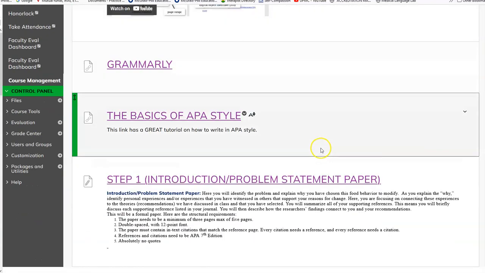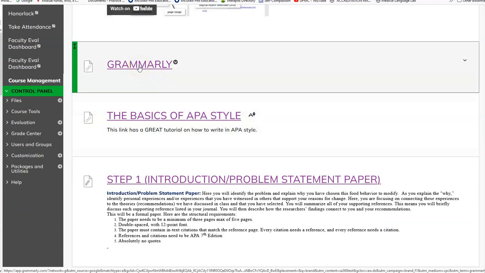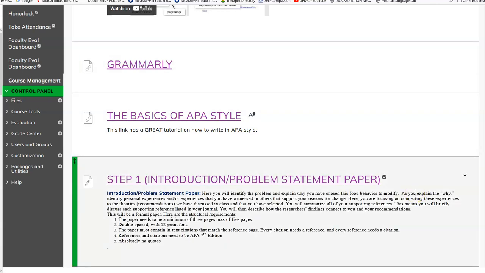The last thing I've given you is Grammarly. This is just an awesome thing. It's free. You should have it on your email. You should have it on all your papers. It really helps you step to the next level and catch mistakes you maybe wouldn't have caught. So let's talk about the paper.